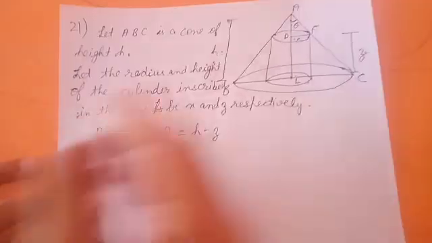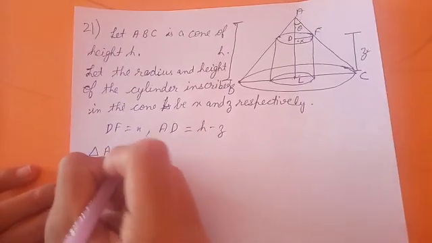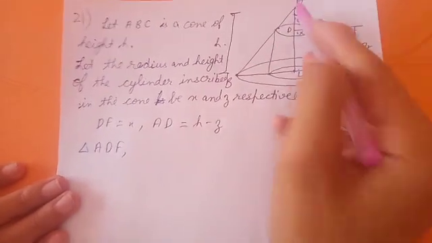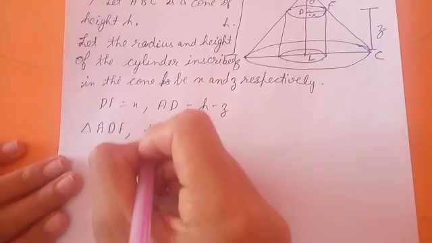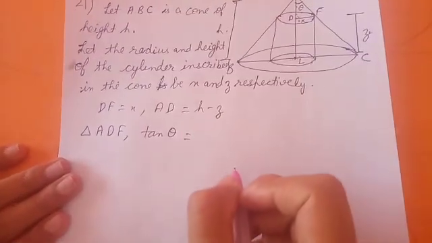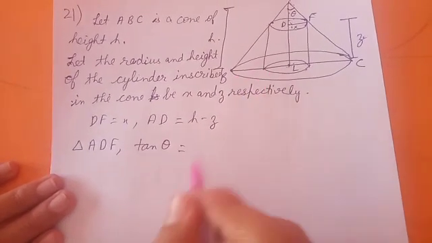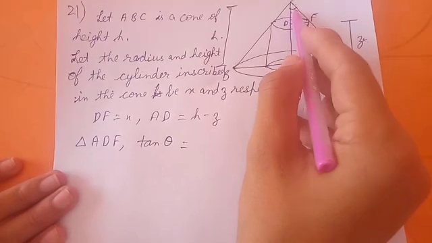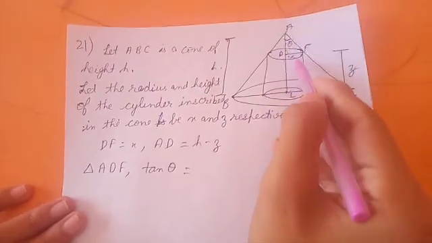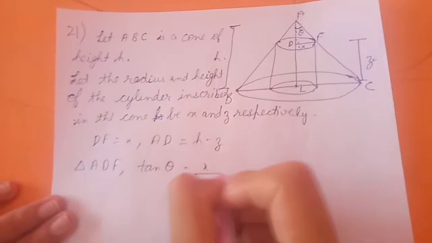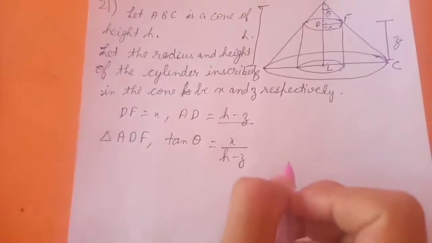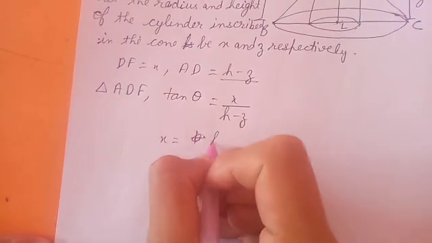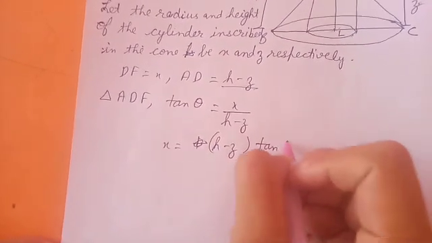Now if we talk about this triangle ADF, there is a right angle here. Tangent theta will be perpendicular by base. Our angle is here, so its perpendicular will be the side opposite to the angle, that is x, by its base AD. And what is our AD? AD is h minus z. So x is equal to h minus z tangent theta.